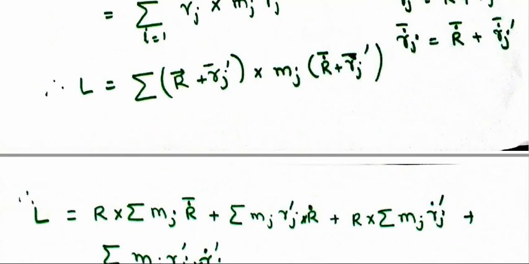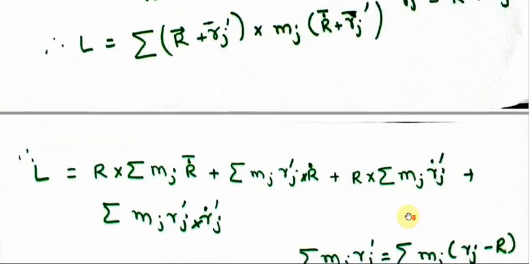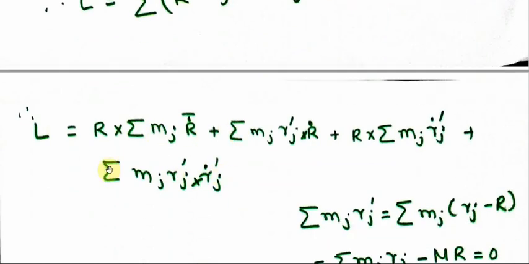Therefore L is equal to, I can expand this: r cross mj r dot, the first term; then the second term, sum over mj rj prime cross r dot; plus r cross mj rj prime dot, this one; and the last term, that is sum over mj rj prime cross rj prime dot, that is this. So we have expanded this and got all those terms.